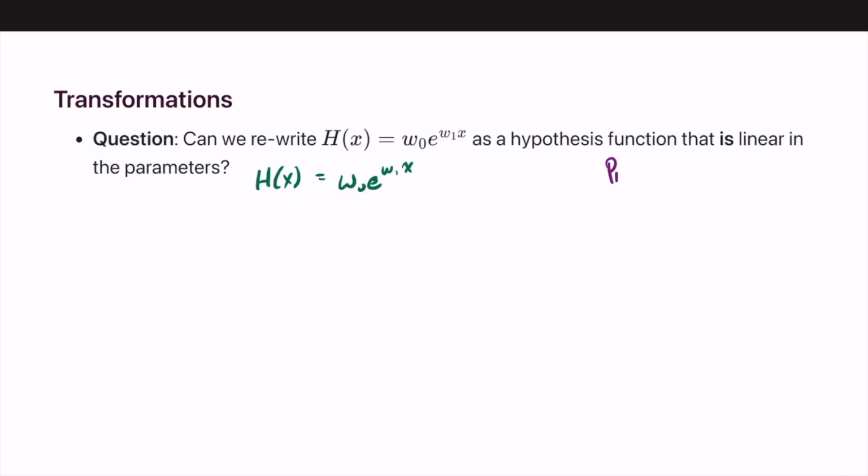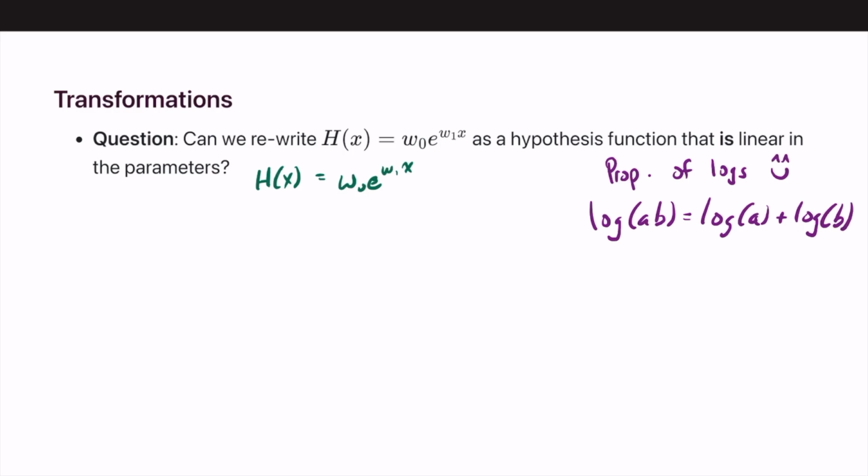So, well, we know that log of a times b, or the log of the product ab, is equivalent to log a plus log b. So we can use that to our advantage here. And that makes us very happy.